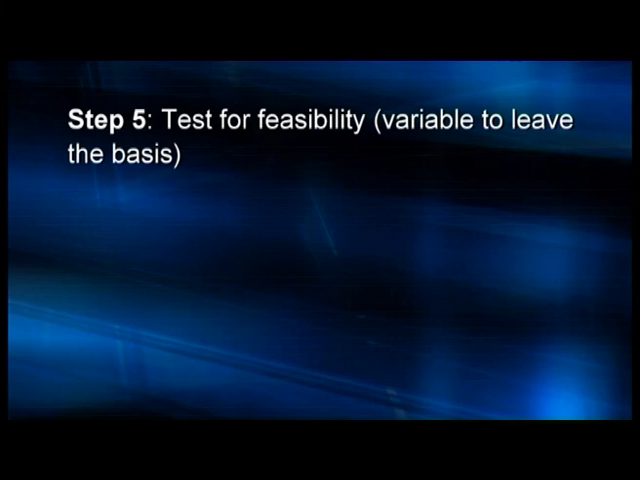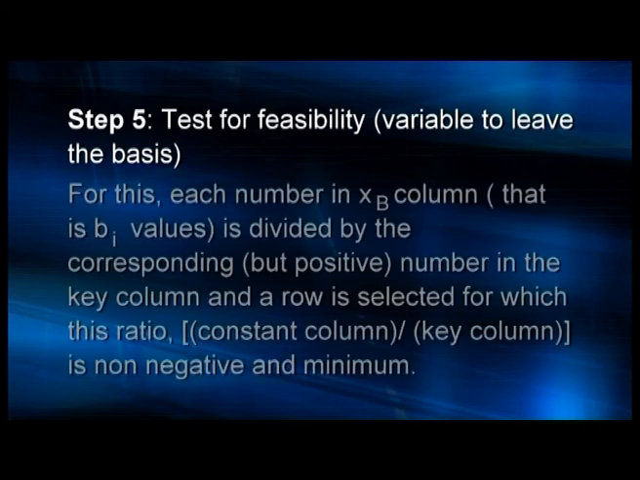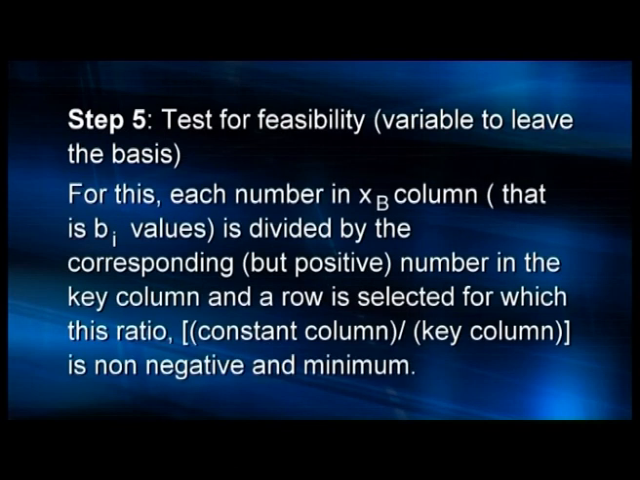Step 5. Test for feasibility, variable to leave the basis. After identifying the variable to become the basic variable, the variable to be removed from the existing set of basic variables is determined. For this, each number in the XB column, that is the b_i values, is divided by the corresponding but positive number in the key column, and a row is selected for which this ratio, constant column by key column, is non-negative and minimum.